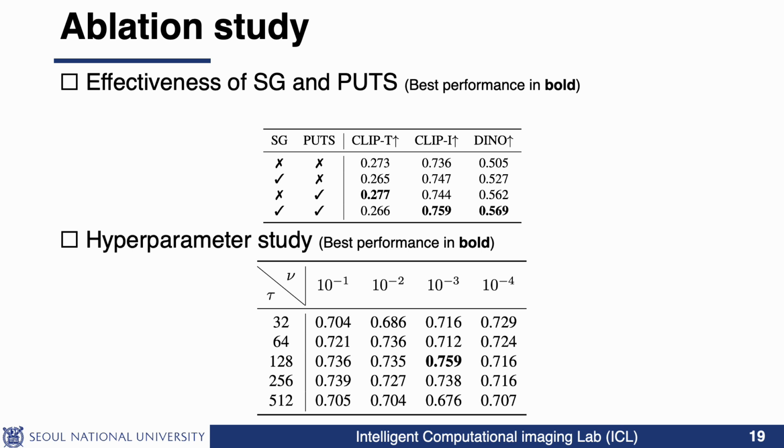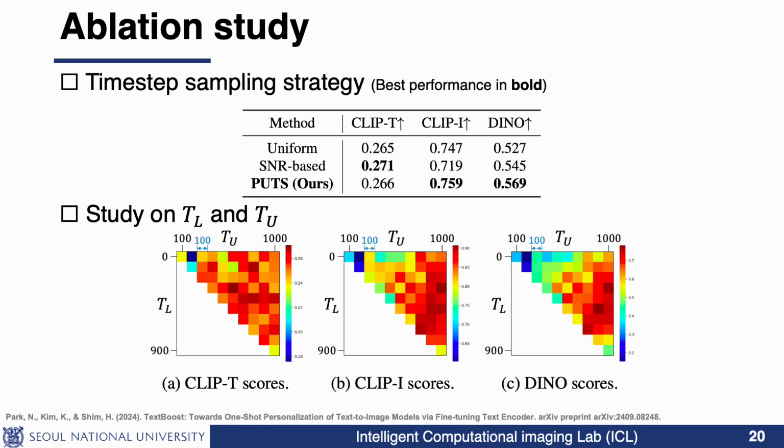We conducted ablation studies to evaluate the individual components of SG. Each component showed a positive impact on performance. Additionally, an extensive hyperparameter study on tau and nu showed that ZOODiP is robust to hyperparameter selection. We also compared various timestep sampling strategies and found that PUTS consistently outperformed other approaches, further demonstrating its effectiveness. Finally, experiments with different combinations of T_U and T_L support the validity of the PUTS design.